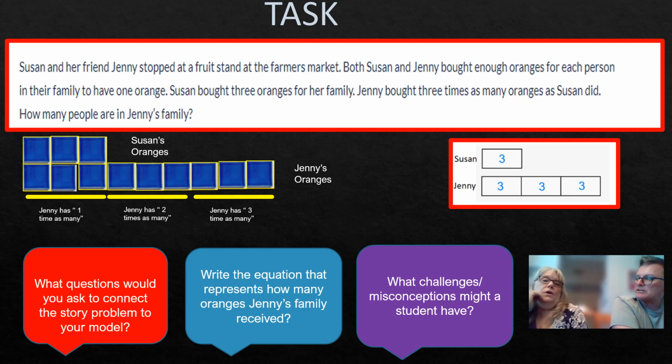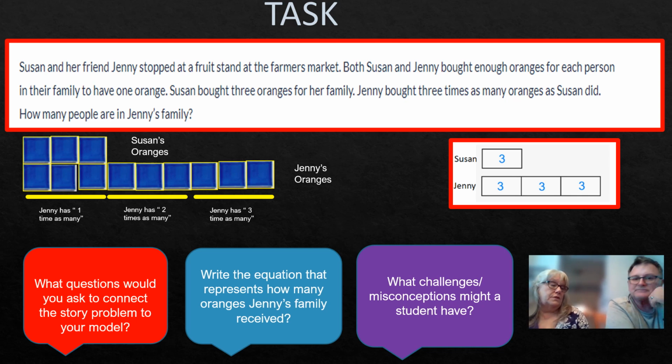Challenges and misconceptions. What would be the big challenge here with this particular interpretation? I think that some students might look at this model and think that the answer is 12 because they see Susan's and Jenny's together. And I could have a question where the answer would be 12, right? Sure, I have to really pay attention to what question is asked. I bet on a multiple choice assessment on this particular interpretation, an answer choice would be 12. So I've got to ask questions for them to connect and labeling.